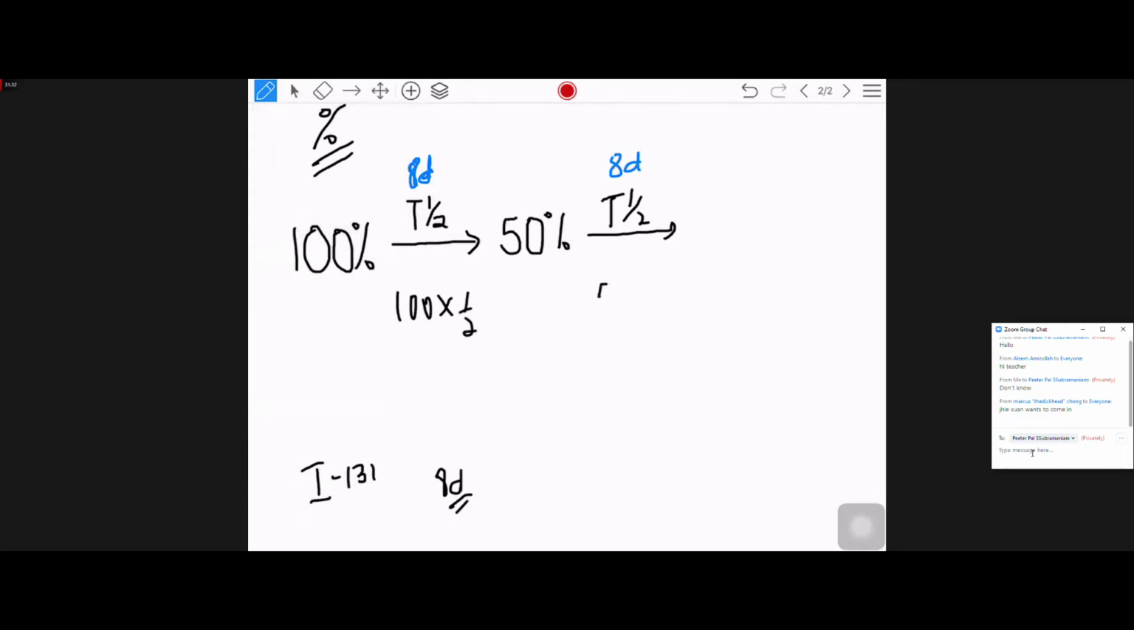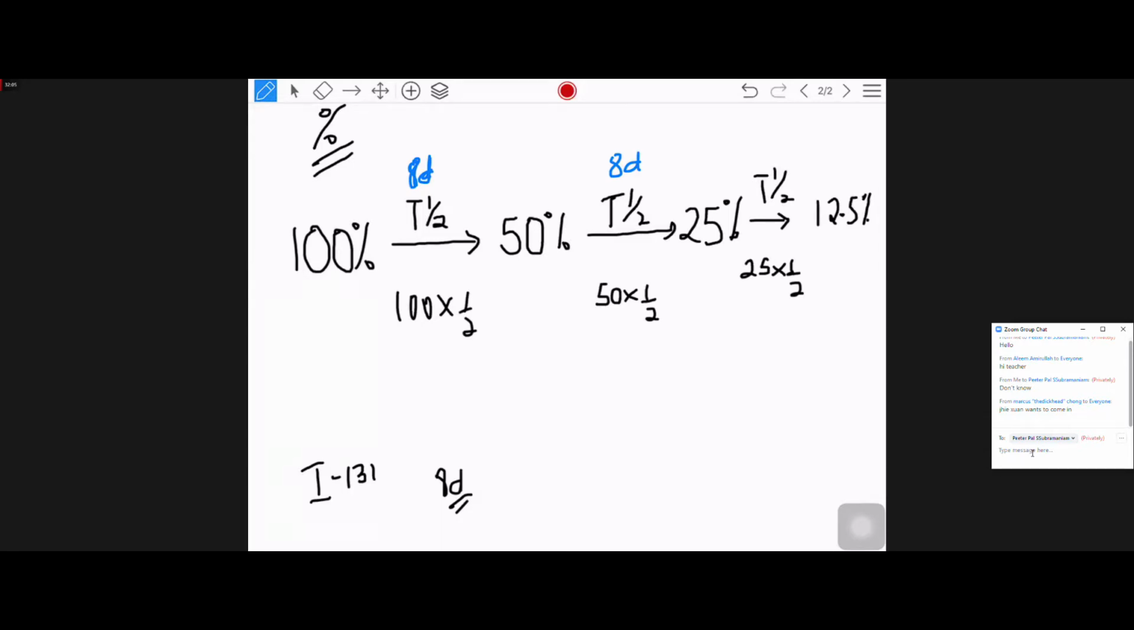So what is the remaining balance? You take the 50 and multiply by another half. You get a remaining balance of 25%. After another half-life, you multiply the 25 by half. What remaining balance will you get? You will get 12.5%. This is the remaining balance.